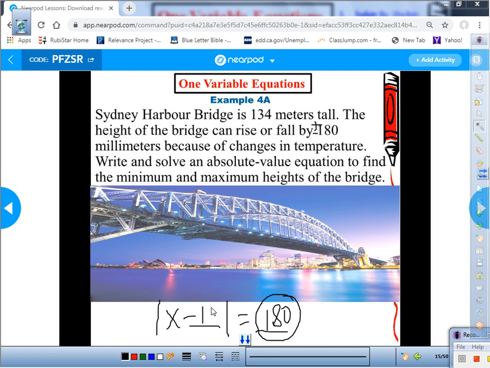And then the 134 goes over here. However, what else do you notice different? Meters and millimeters. Make sure the conversion is the same for both. Okay? So you're saying, how do we do that? We'll convert this into meters by dividing by 1,000.